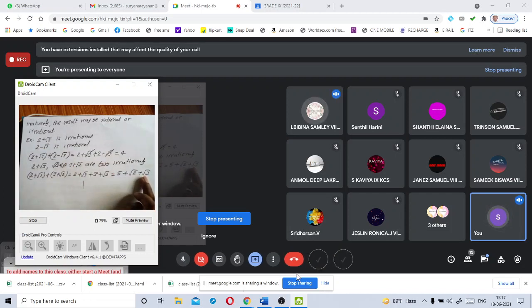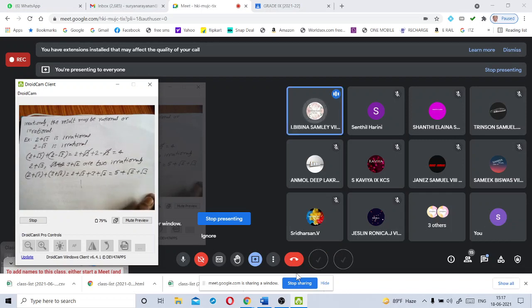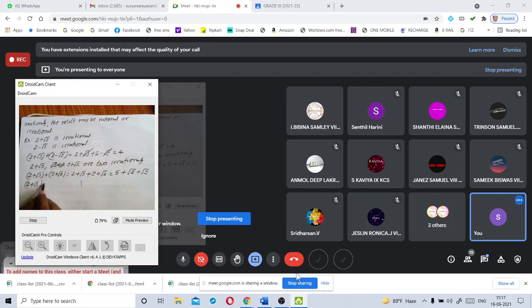Yes, my dear Bibina. Sir, can you give this example also? Can you just clear my doubt, sir? Sir, if the number is like 2 plus root 3 plus 2 plus root 3, what will be the answer, sir? Then add these two numbers. 2 plus root 3 plus 2 plus root 3.